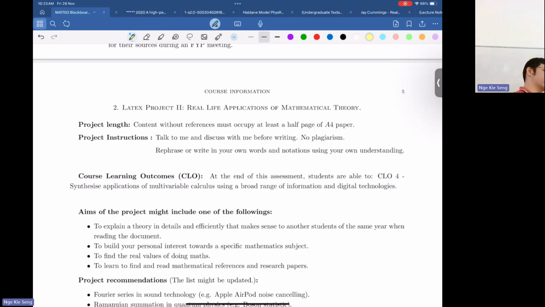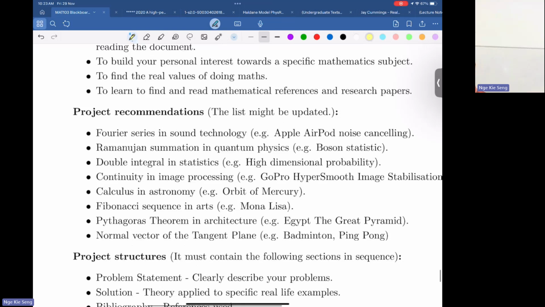Okay, so basically, project 2 is kind of direct. You just need two parts: one is the problem statement, the other is the solution. The project is about real life application of calculus 2 theory. So in your problem, you should use calculus 2 knowledge to solve it. I have some project recommendations here.